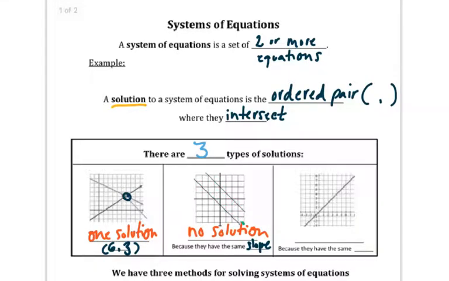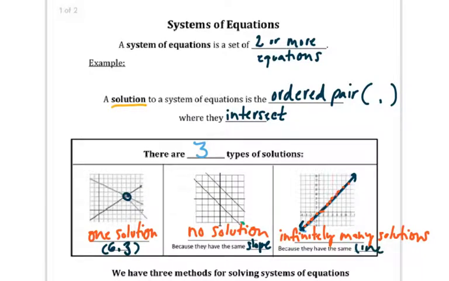Okay? So the third thing that could happen is that you could graph a line, and then when you graph the second line, it sits right on top of your first line. What that means is that those two lines would touch here, and here, and here, and here. Every single spot they would touch. So we call that infinitely many solutions, because they are the same line.